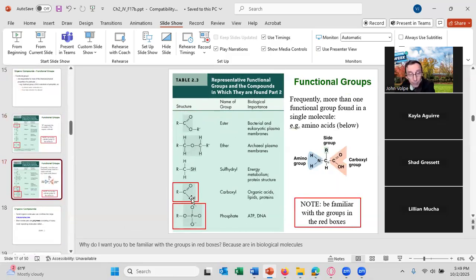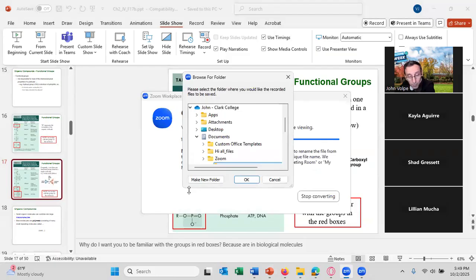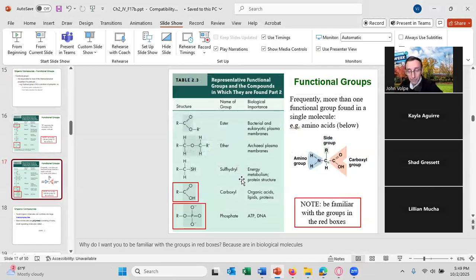The next group I want you to be familiar with is the carboxyl group. It is a C with a double-bonded O and an OH group attached to it. So you can call that COOH. Realize that the first O is a double bond between the C and the O. All right, the first lecture file just finished, so my computer will now start working a little faster. And then the last functional group you need to know is the phosphate group, PO4, found in ATP, DNA, RNA.